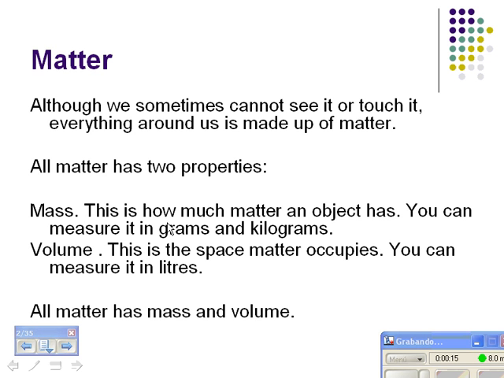Mass, this is how much matter an object has. You can measure it in grams and kilograms. Volume, this is the space matter occupies. You can measure it in liters. All matter has mass and volume.